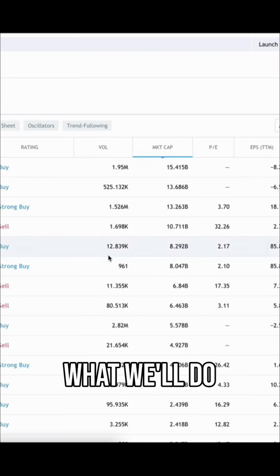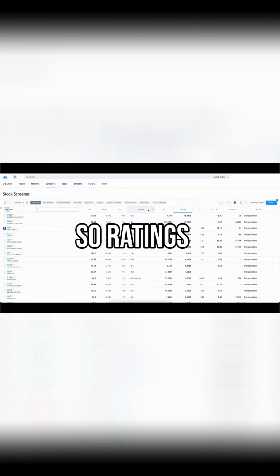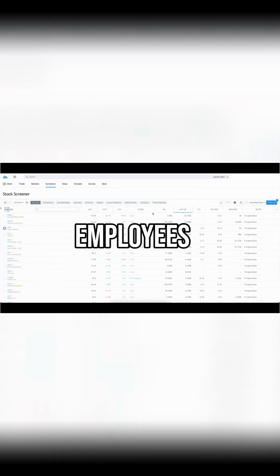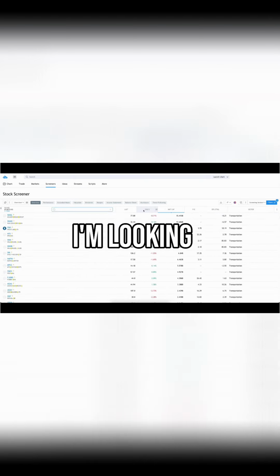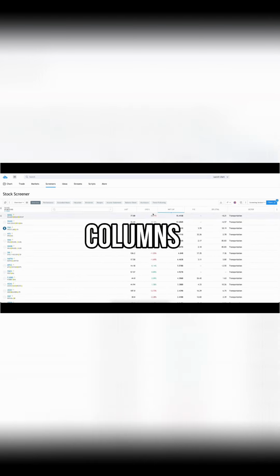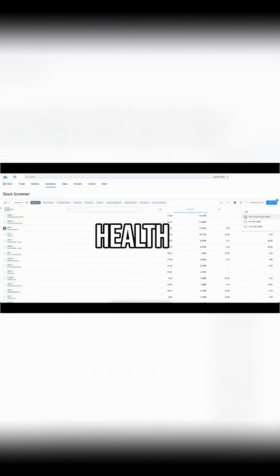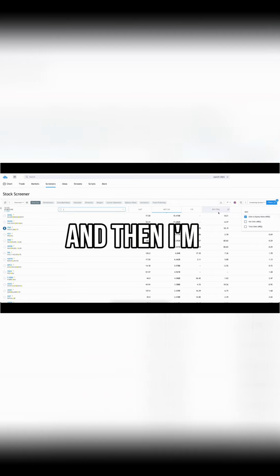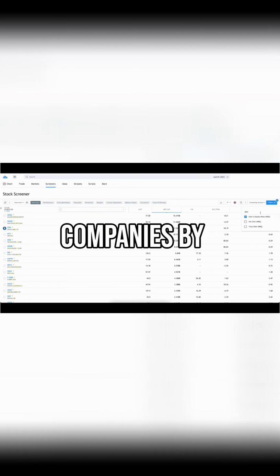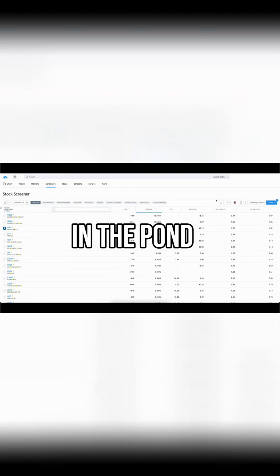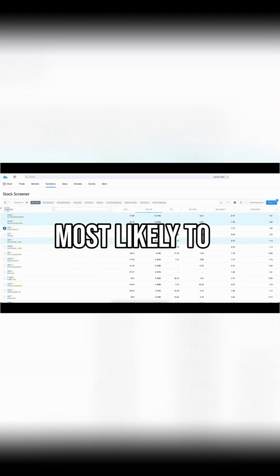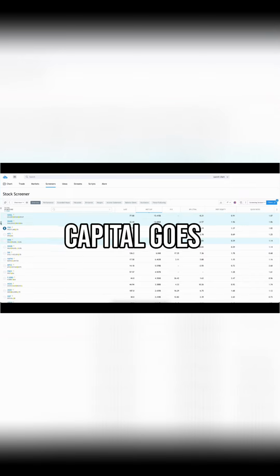What we'll do is we'll firstly ignore the stuff we don't care about. So ratings, number of employees, trading volume, etc. None of that matters. I'm looking to make sure I do have columns which show me the financial health of the companies. And then I'm going to order this list of companies by market cap. This will mean we're dealing with the biggest fish in the pond, and thus those most likely to be where capital goes in the future.